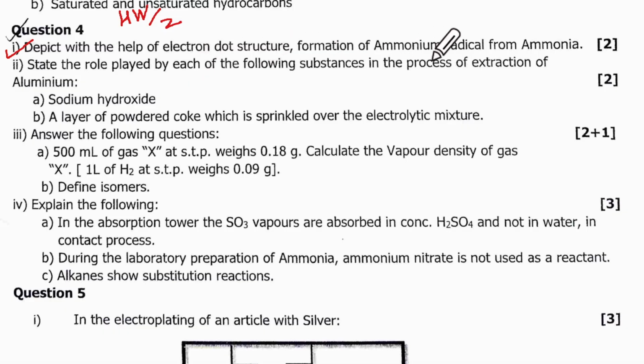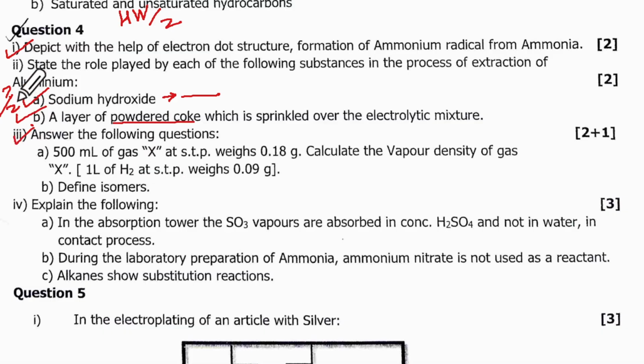State the role played by each of the following in extraction. Sodium hydroxide: bauxite is amphoteric in nature, the impurities are not. So it helps in separating the non-amphoteric impurities from the ore. A layer of powdered coke is sprinkled over the electrolytic mixture. What does it do? It keeps the heat within the electrolytic bath and prevents oxidation of the anode. If you would know this, then you give yourself marks. Otherwise, out of 2, you see how many marks you would get.